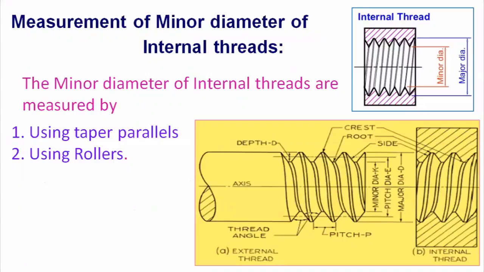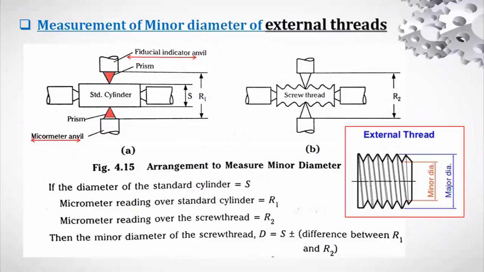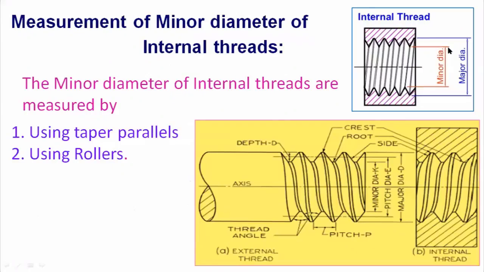And again, this is with respect to external threads. What you are seeing, external threads, right? Here, minor diameter for external threads. Now, minor diameter for internal threads. So this is an internal thread, an example of a nut. Minor diameter is the red color line from this point to this point.